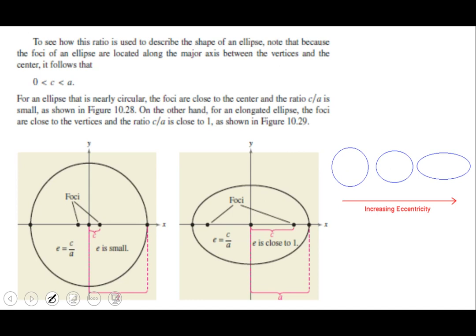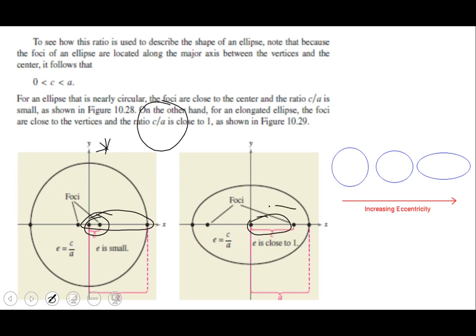So because you're trying to find the ratio of C over A, over here in the left-hand example, if you're talking about foci being close to the center of the circle, and you're talking about the ratio of that with A, which in this case would be this distance right here, if you try to find a ratio like that, you're going to get a small number close to 0, which means you're going to have a shape that is more circular.